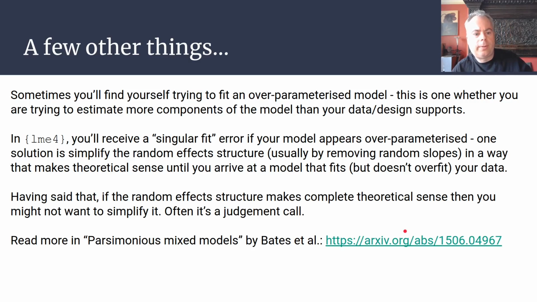Just to finish off this session, before we move on to the next video, you're going to find cases where you're trying to fit a model with too many parameters, and this is where you really don't have a rich enough data set. So simplify your random effect structure. Often you're going to start by removing random slopes associated with your interaction terms if you've got a factorial design, but try to do it in a way that makes theoretical sense and fits your data.